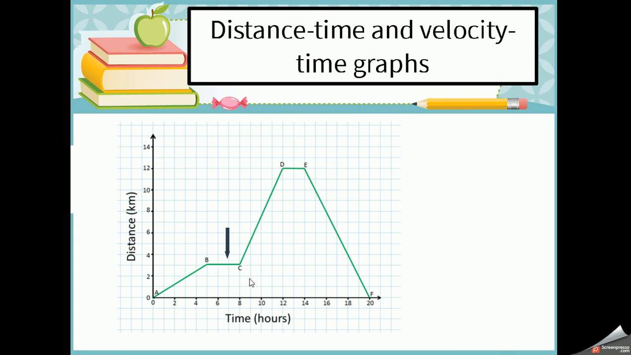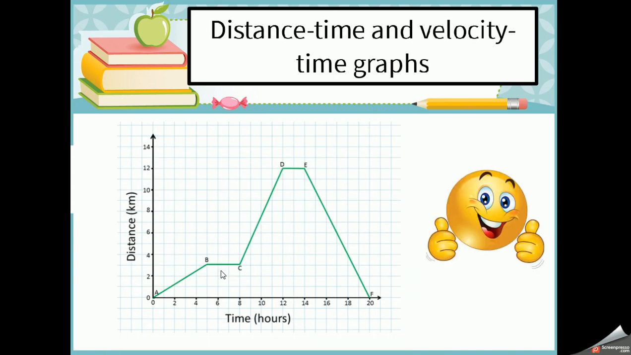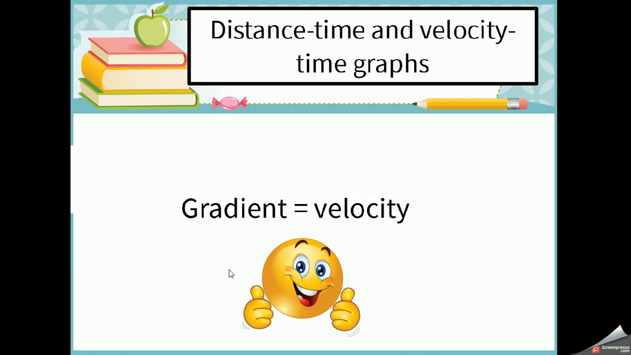We've then got this part by here where there is no change in distance. So if it's in a fixed direction, that means it's come to a halt, which makes sense because the gradient is 0, so therefore the speed is 0. So remember that the gradient is the velocity.